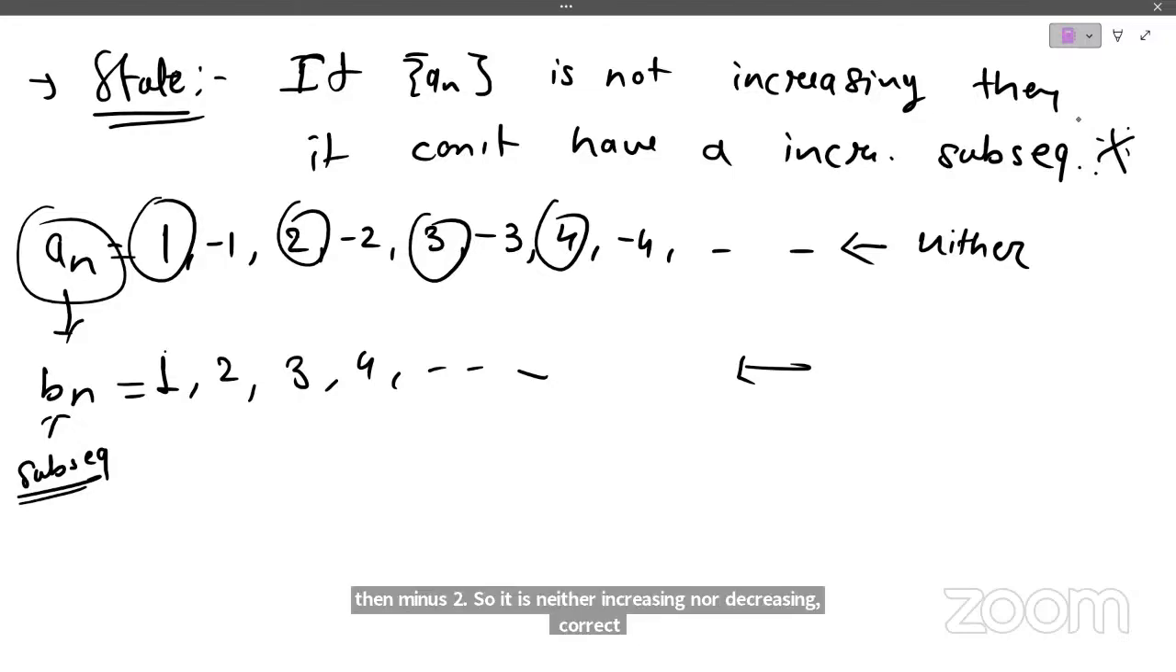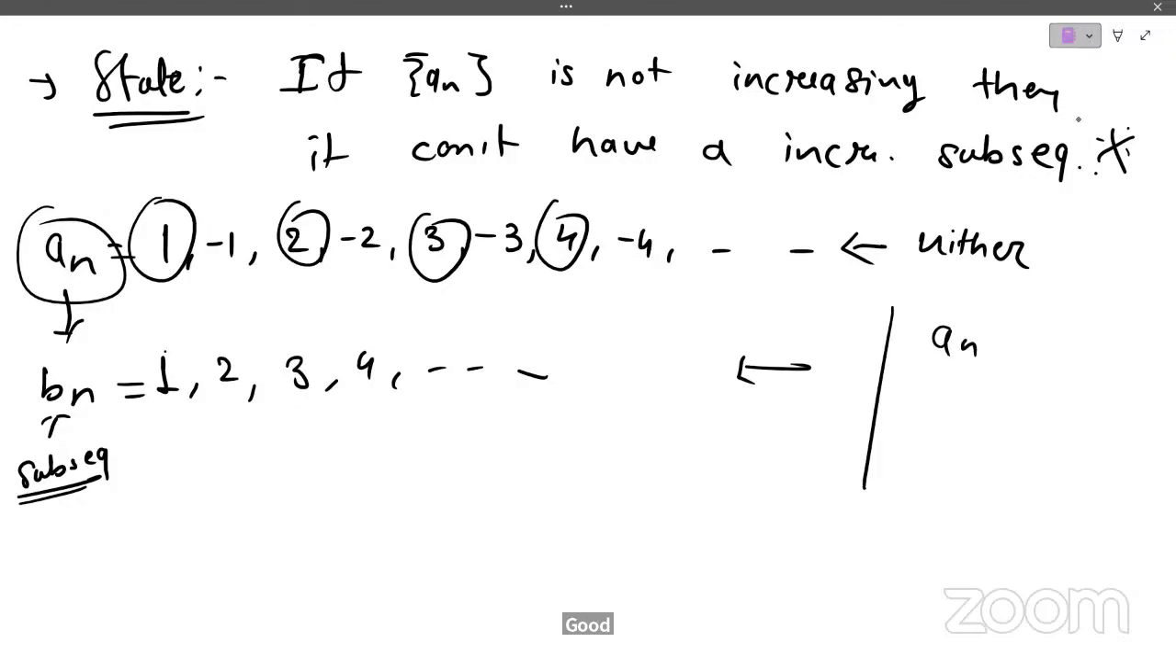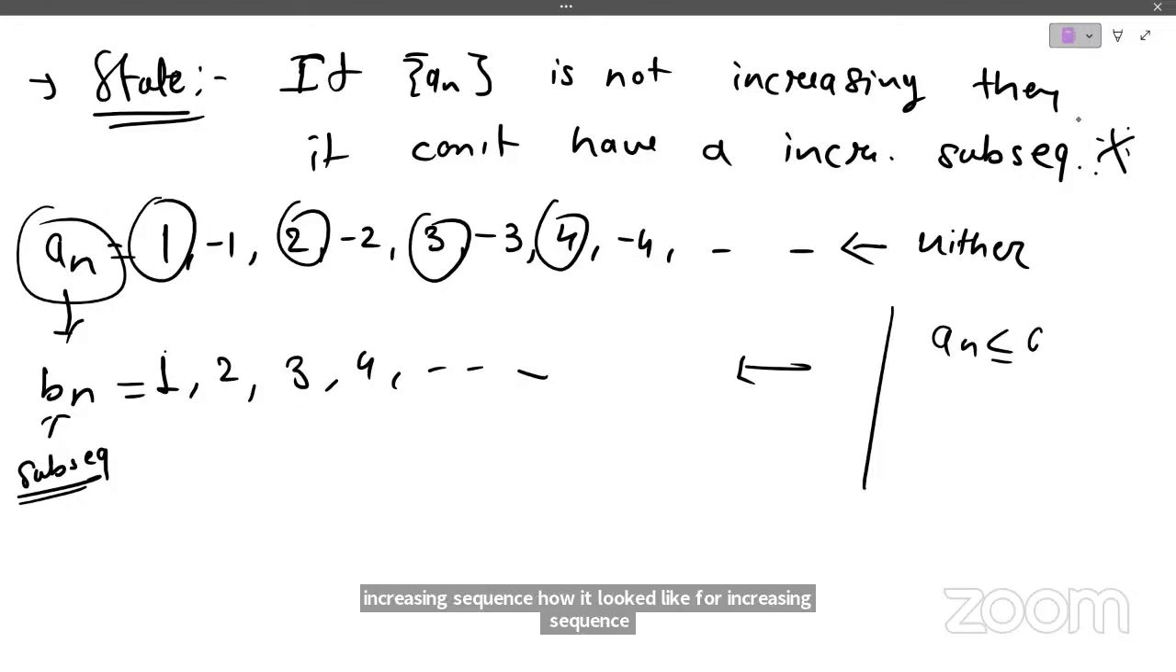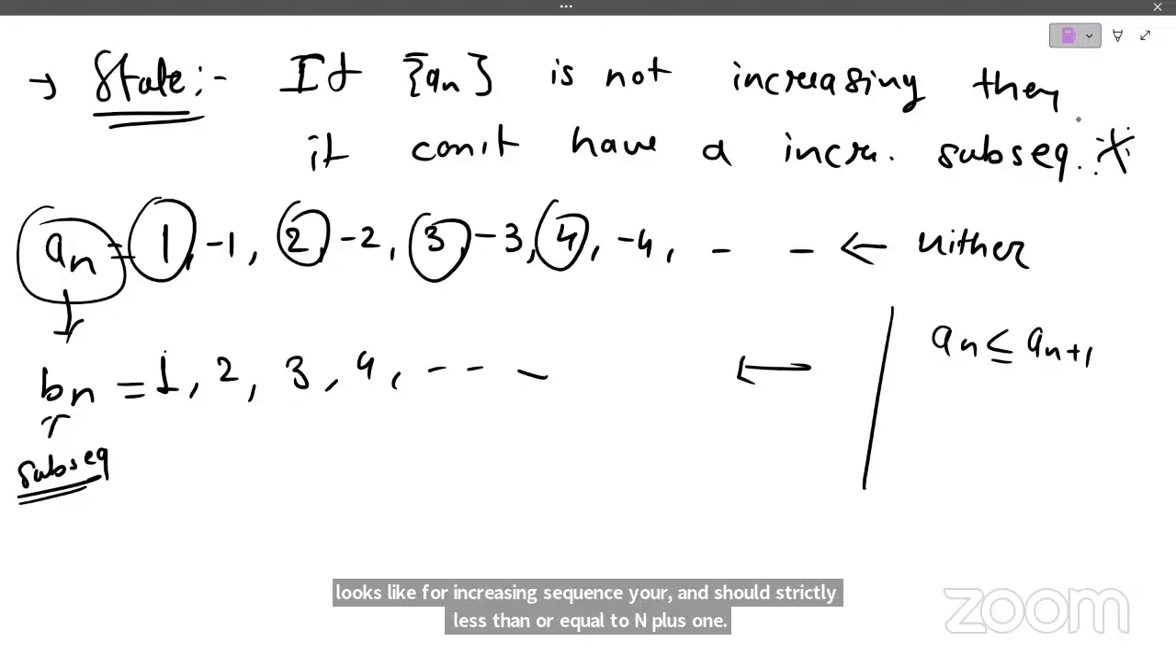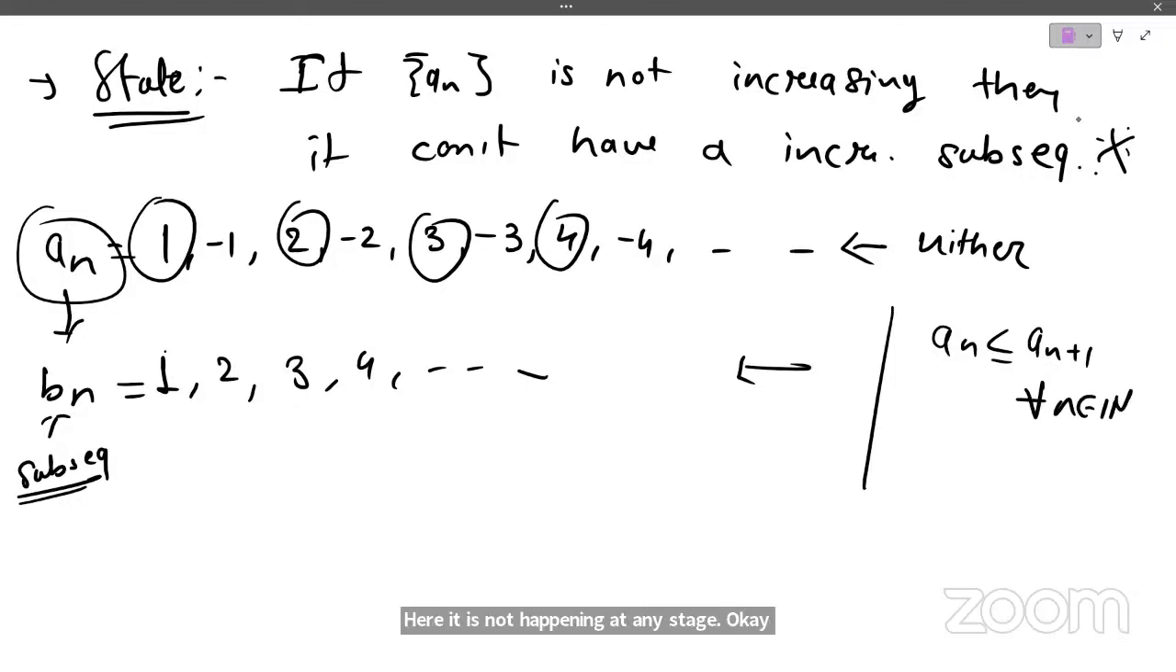Okay. For increasing sequence, how does it look like? For increasing sequence, your an should be less than or equal to an plus 1. Here it is not happening at any stage. And this should happen for all n belongs to natural numbers, not for a single 1 or 2. If we take an as decreasing, then no, if an is okay.